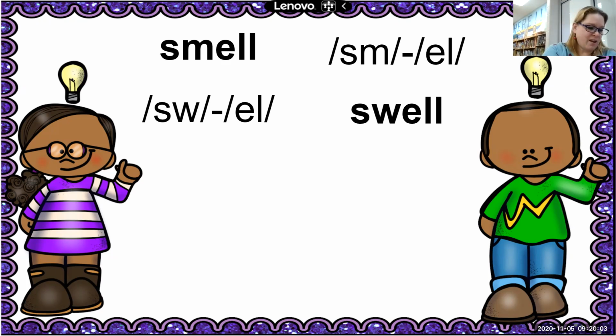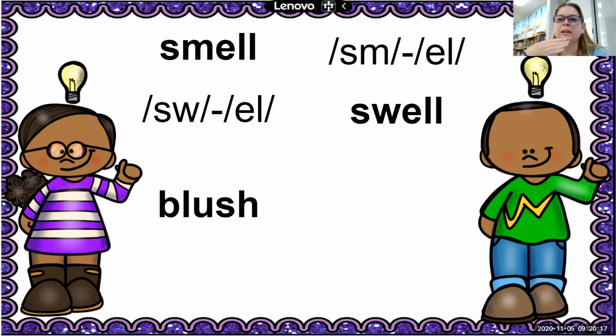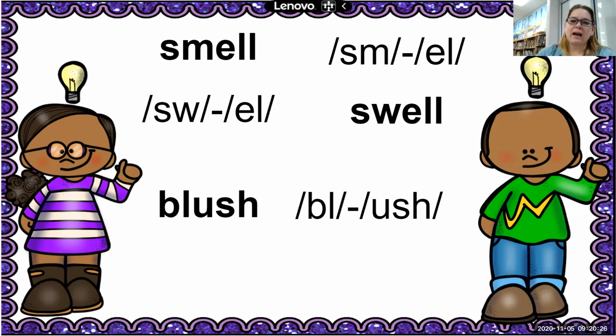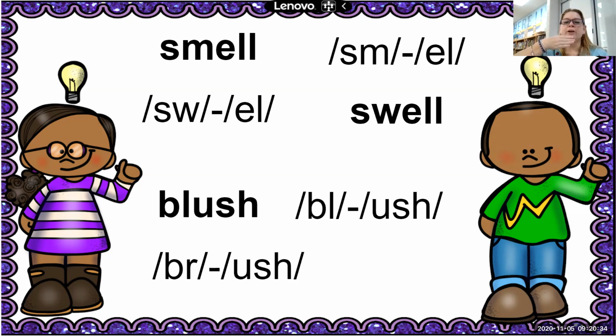Swell. Very good. All right, the next sentence is the color blush is a shade of pink. Blush is the word on the curve. Blush. So if we break this apart, the onset part of that word is the bl, and the rhyming part is ush, blush. Good. I want to take away the old part though, and I want it to say brush, brush. What is the new word on the curve? The new word on the curve is brush. Good.